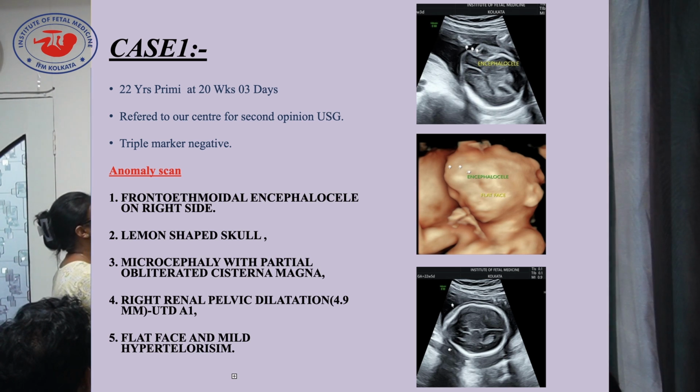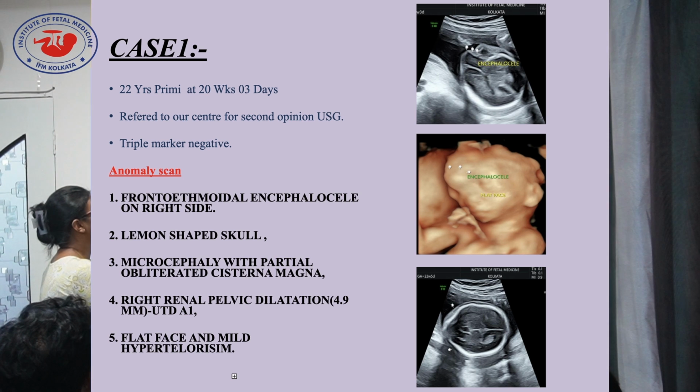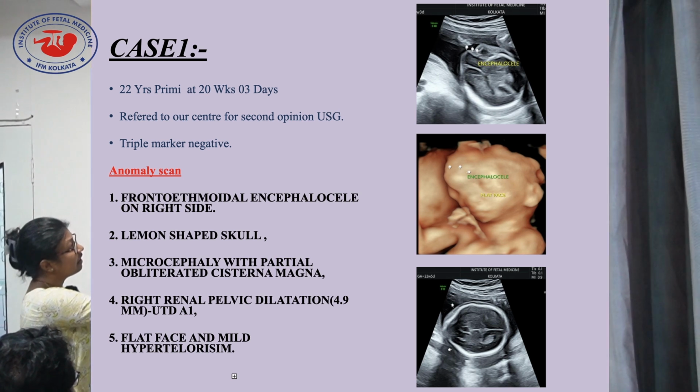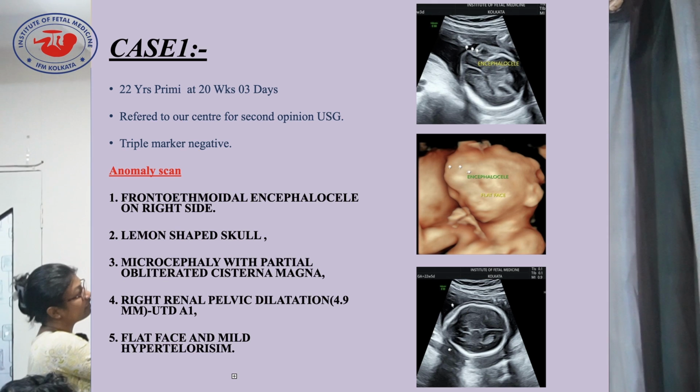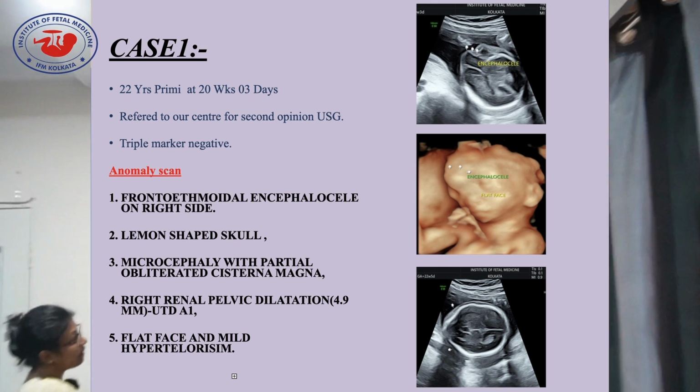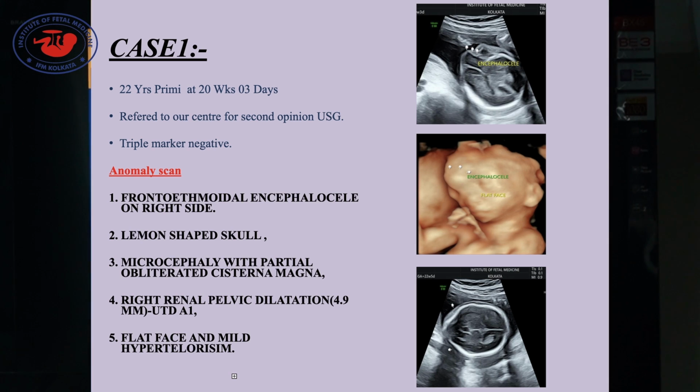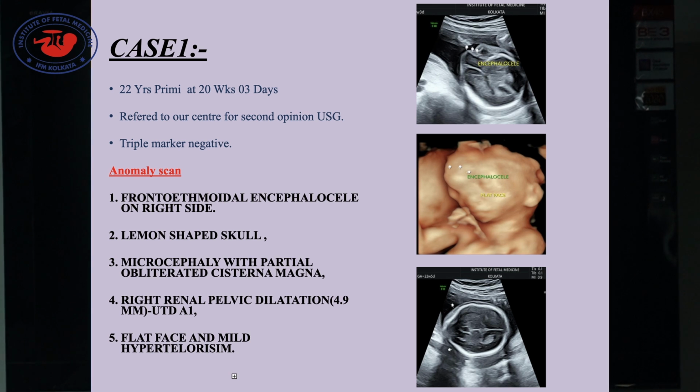This was the picture of the fetus. It showed the lemon-shaped skull and the frontal encephalocele with the flat face, and the third picture shows brain matter protruding from the ethmoidal region. So it is preferably a frontoethmoidal encephalocele.